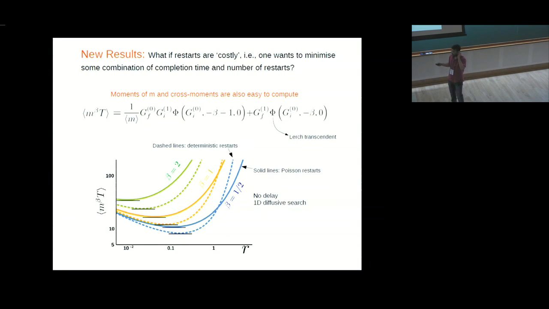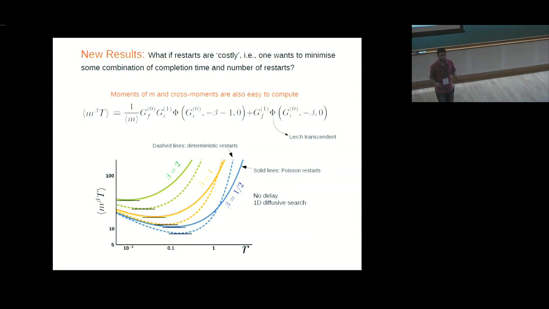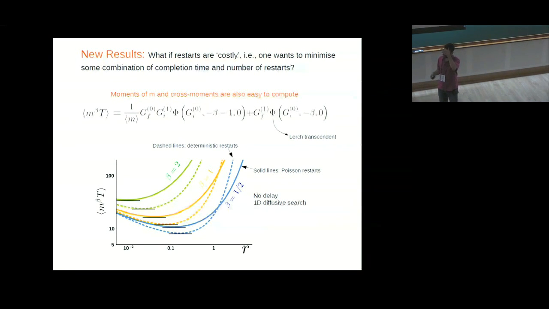You could also use this whole formalism to ask, what if you're not interested only in minimizing the time to find the target, but you're also worried about these restarts, and maybe, again, thinking in a biological context. Many times these restart processes might very well have energetic costs or other kinds of costs. And what you might be interested in is not just minimizing the mean completion time, but some combination of reducing the resets and reducing the mean completion time.